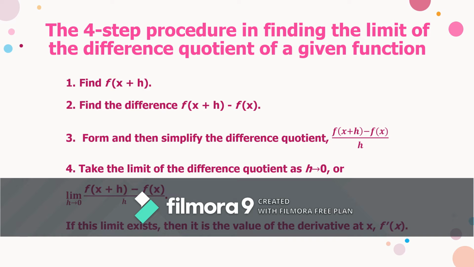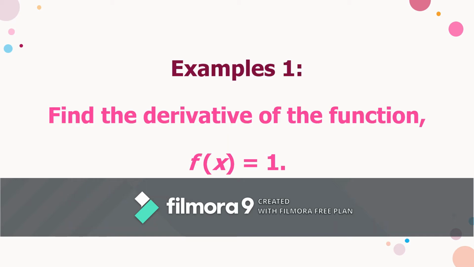In notation, the limit of f of x plus h minus f of x all over h as h approaches 0. If this limit exists, then it is the value of the derivative at x. In short, we write it as f prime of x. Okay, first example. Find the derivative of the function f of x equals 1 using the four-step rule.